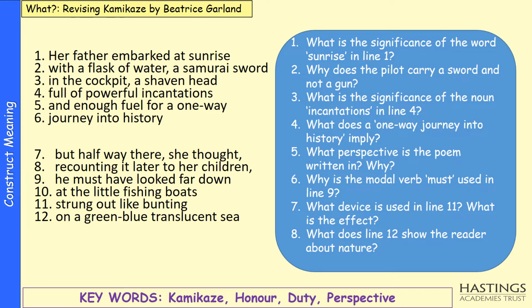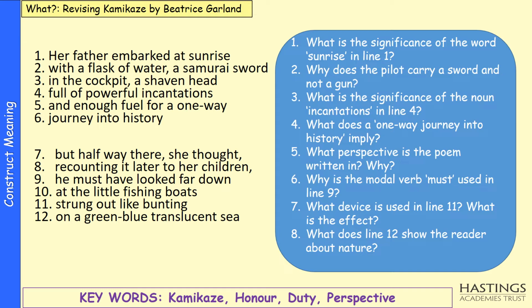Number 5, the poem, what perspective is the poem written in and why? So at this point, it's written in the third person. Okay, so it's from the perspective of the daughter, but in the third person. So it's talking about her father and what he must have thought. It might be in the third person to symbolise a sort of distance between the father and the daughter who's telling this story. She's not saying my father, it's saying her father. So there's some distance there between them.